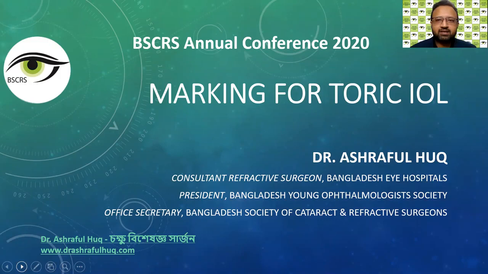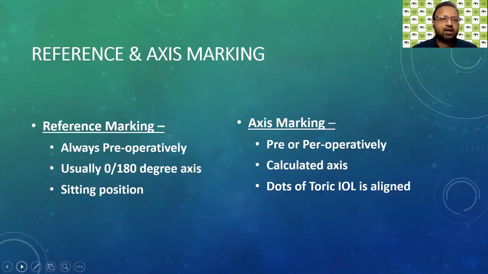Today, my talk is the marking for Toric IOL. When we talk about the marking of the Toric IOL, we will be focusing on the reference marking and the axis marking. So what is the reference marking? We always do it pre-operatively, and it is usually the 0 to 180-degree axis, in case of left eye or right eye. It should be done with the patient in the sitting position. The axis marking is done pre-operatively or per-operatively. The axis marking is the calculated axis where the dot of the toric IOL is aligned.